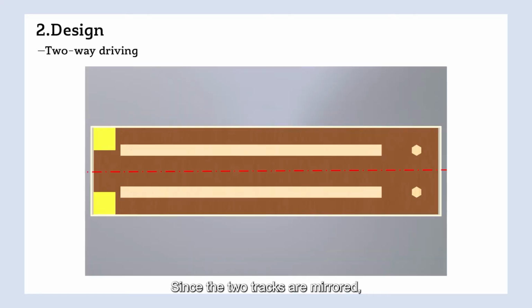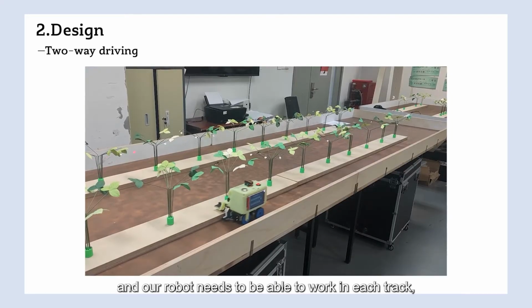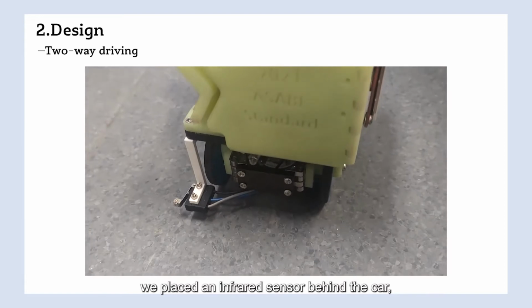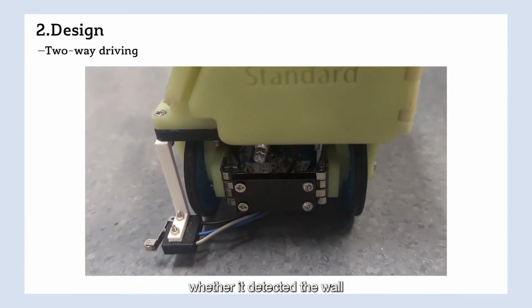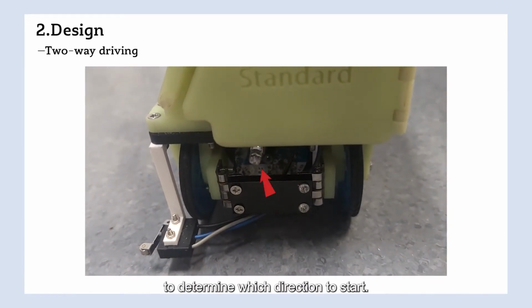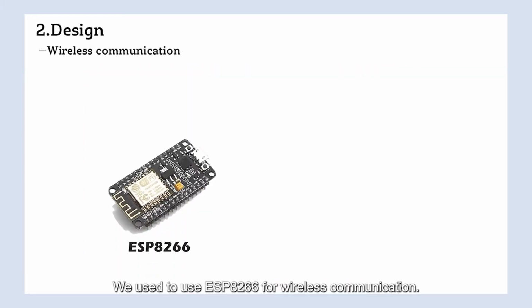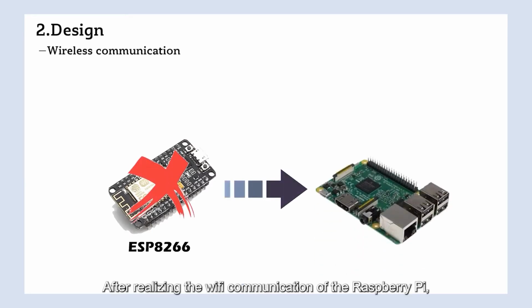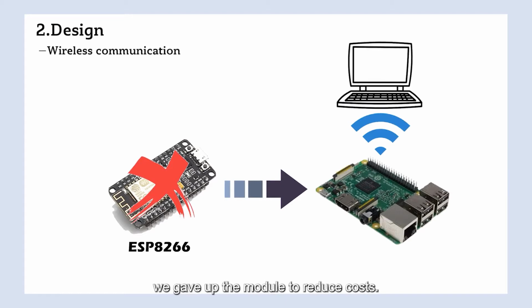Since the 2 tracks are mirrored and our robot needs to be able to work in each track, we placed an infrared sensor behind the car and used the information of whether it detected the wall to determine which direction to start. We used to use ESP8266 for wireless communication. After realizing the Wi-Fi communication of the Raspberry Pi, we gave up the module to reduce costs.